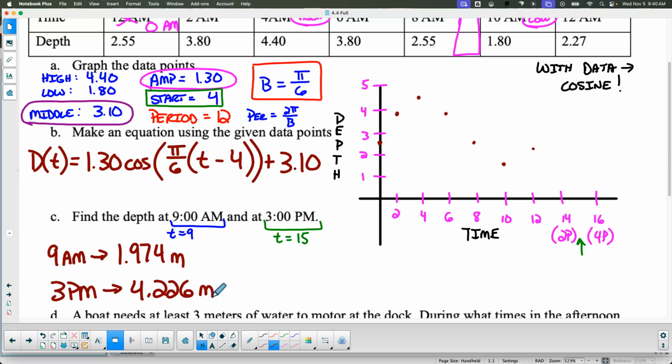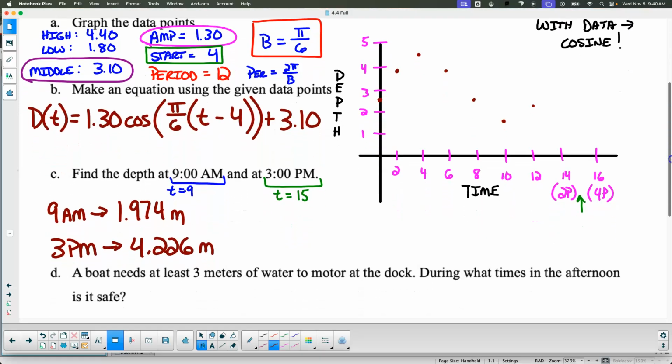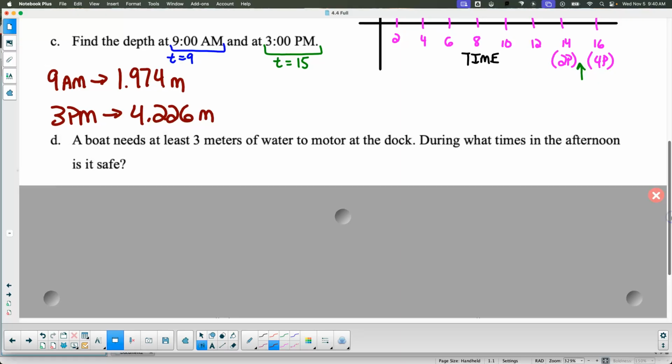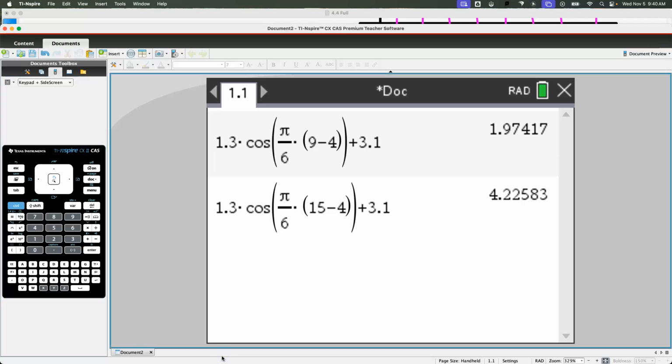Okay. Now, it says a boat needs at least 3 meters of water to motor at the dock. We need to find during what times in the afternoon it is safe for that boat to motor in and out of the dock. Well, what we're going to have to do is graph this function. So now we're going to go back in and make ourselves a graph.